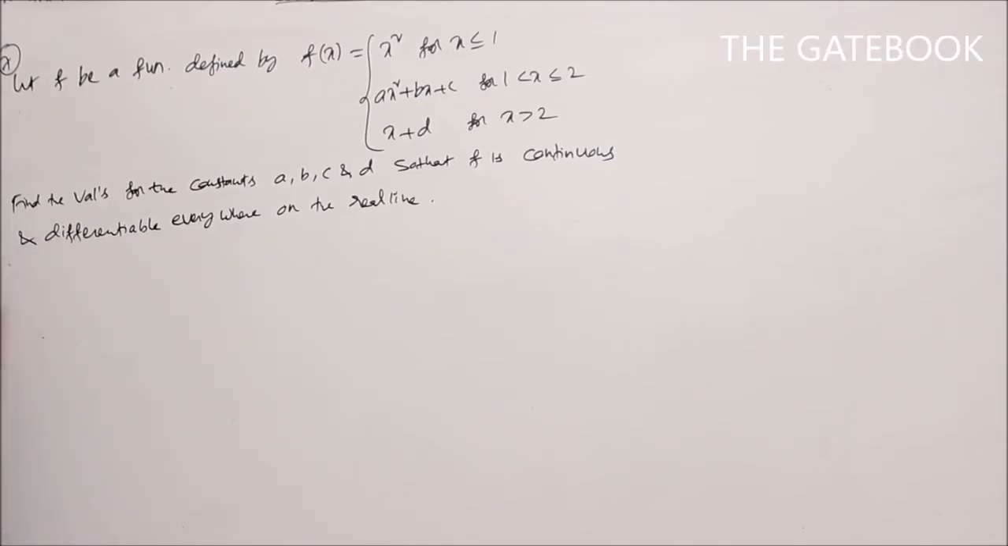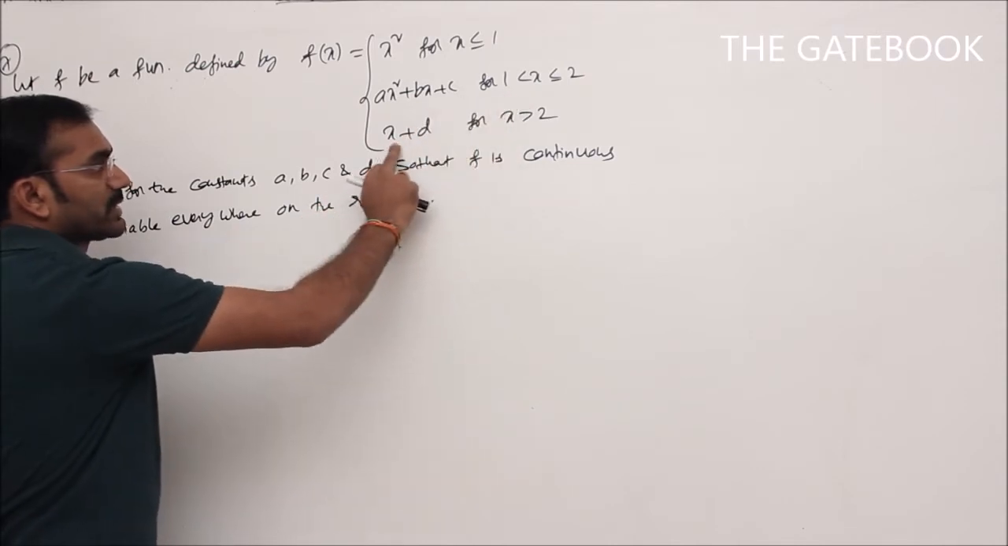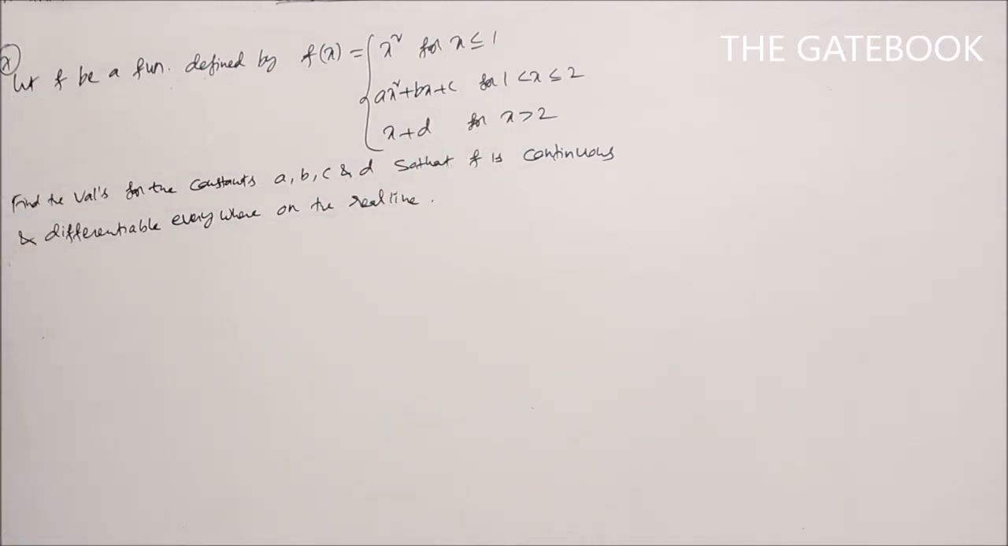Next question. Let f be a function defined by f of x, x square for x less than or equal to 1, a x square plus bx plus c for 1 less than x less than or equal to 2, x plus d for x greater than 2. Find the values for the constants a, b, c, d so that f is continuous and differentiable everywhere on the real line. It is given that f is continuous and differentiable everywhere on the real line.